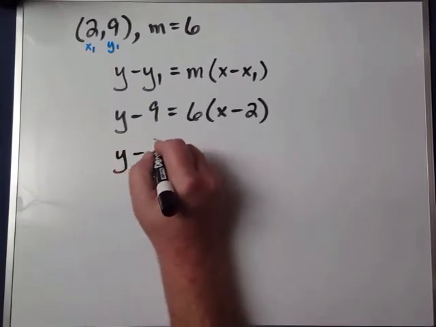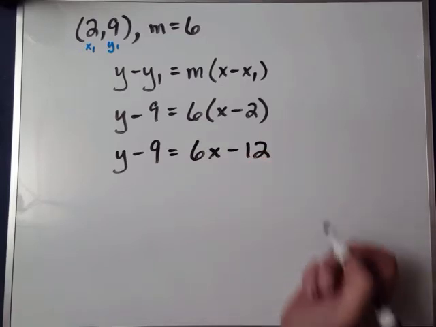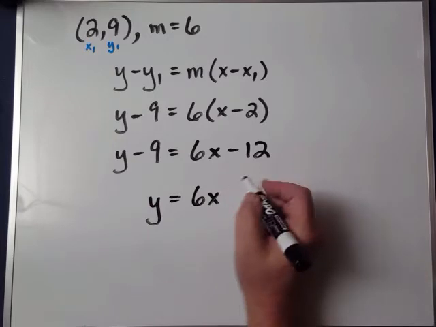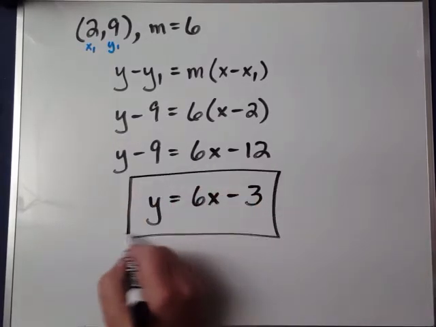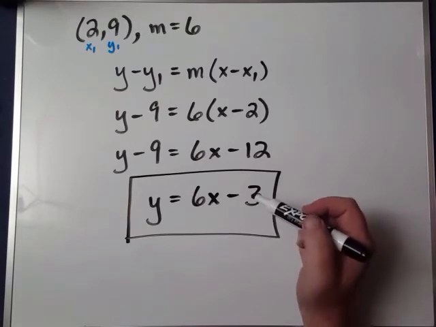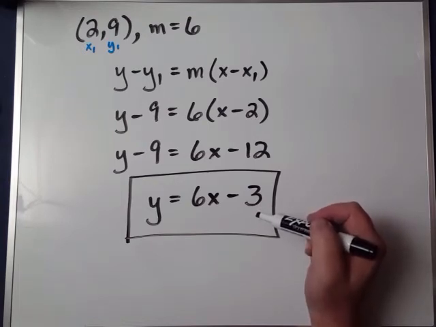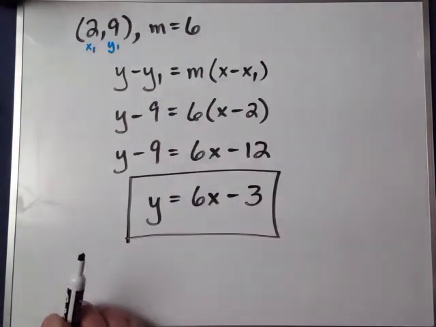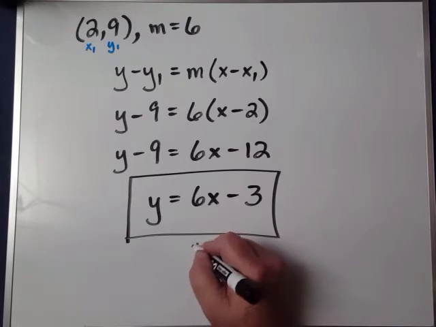Distribute the 6. Add 9 to both sides. And now we have the equation of the line in slope-intercept form. And there's an easy check for this. I can check this by showing that this line passes through that point and has the given slope. Does it have the given slope?